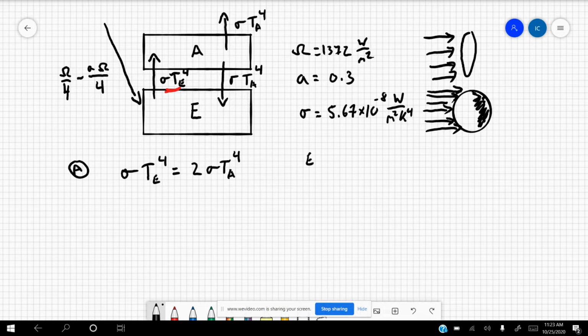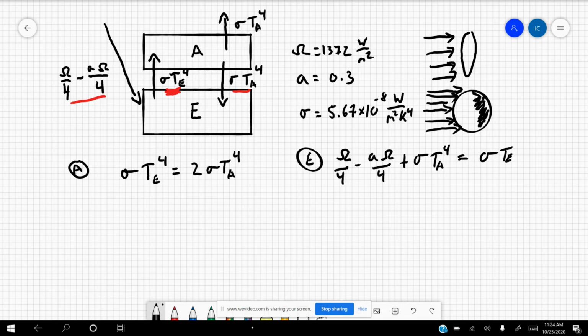Next, we can write out our steady state equation for the Earth stock. Here we have 2 flows coming in. We have the sunlight and we have the infrared radiation that is emitted downwards by our atmosphere. So we have omega over 4 minus A omega over 4 plus sigma TA to the 4th. The flows in equal the flows out, and we only have one flow out, which is sigma TE to the 4th. Now we have 2 equations, one equation for the atmosphere stock and one equation for the Earth stock. And this is perfect for us because we have 2 unknown temperatures that we're hoping to find. And in the next video, we will see how we can isolate these variables and solve for the temperatures of the Earth and the atmosphere.